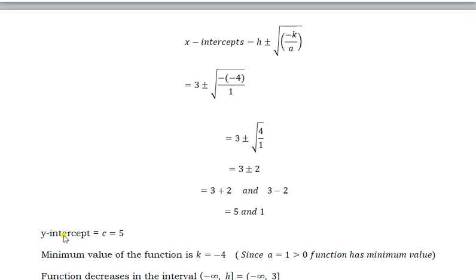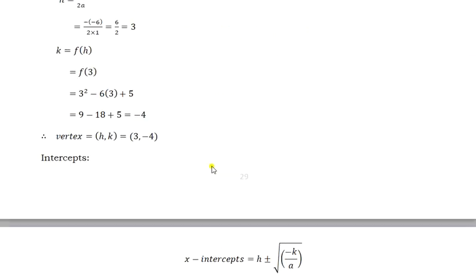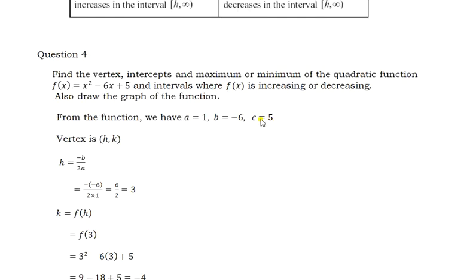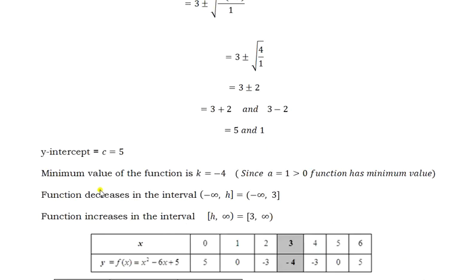Now to find the y-intercept is very easy. The y-intercept, with the rule, is just c. What is c? We have the value of c, 5. So the y-intercept you can write straight as c.